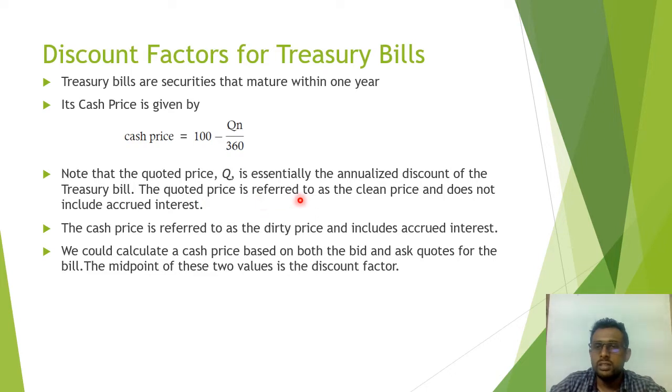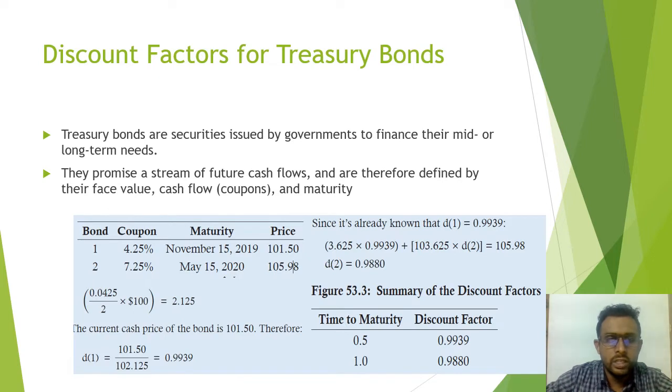The quoted price is referred to as a clean price because it does not contain accrued interest. Cash price is the dirty price because it contains accrued interest. We could calculate the cash price based on both bid and ask rates, and the midpoint of these two will be our discount factor. Discount factors of treasury bonds.